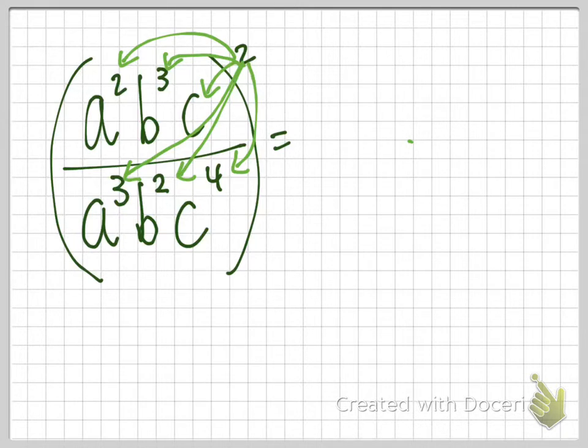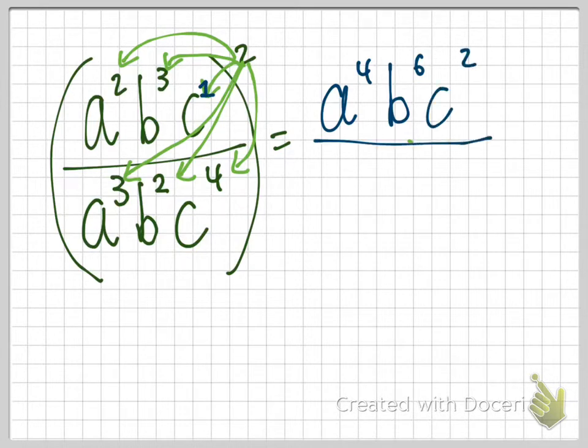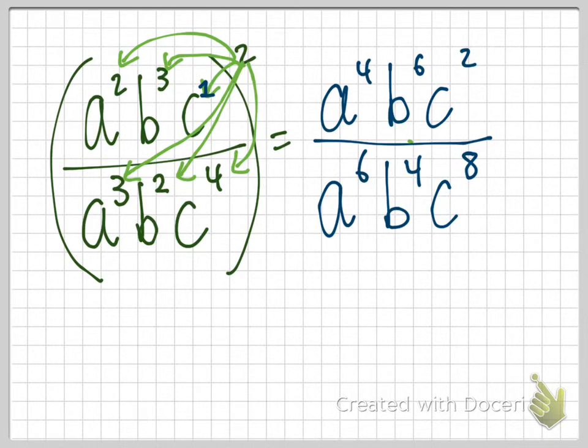Blue this time. So a squared, 2 times 2 is 4. b to the 3 times 2, b to the 6. c, and remember there's that little imaginary 1 whenever there's no power, so that's going to be c to the 2, all over a to the 6, b to the 4, and c to the 8. Okay, so that's looking pretty good. It's expanded out correctly using the fifth law. It's just not simple enough. Let's make it a little simpler.